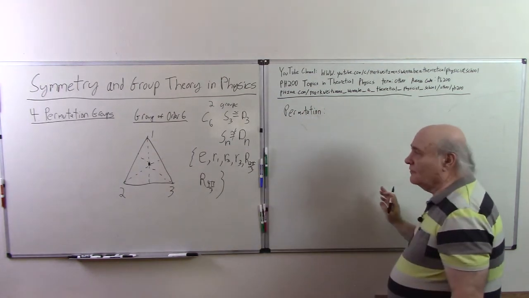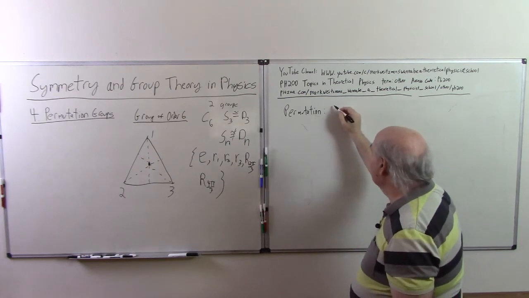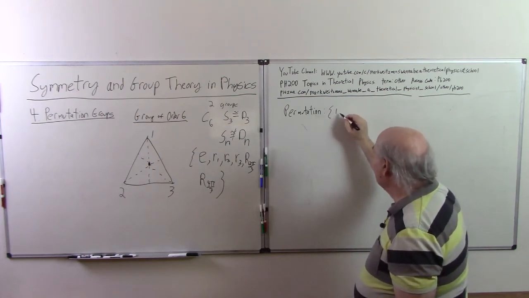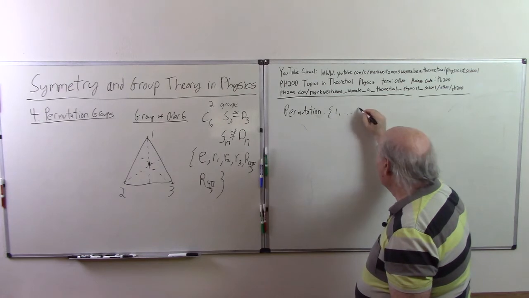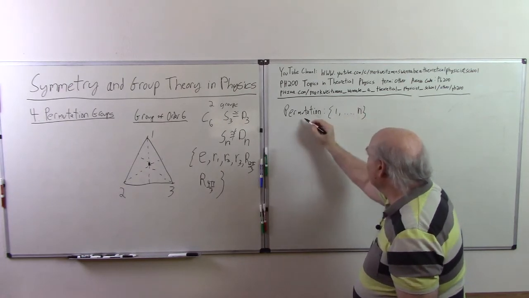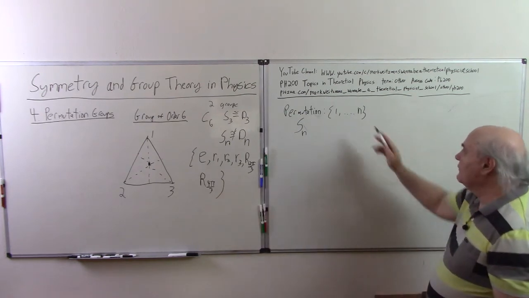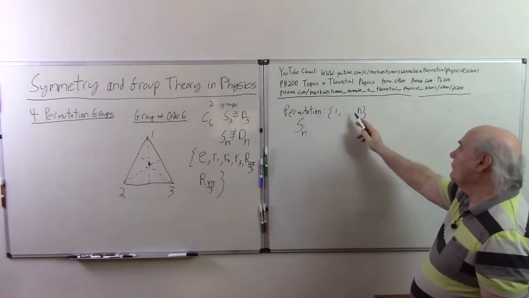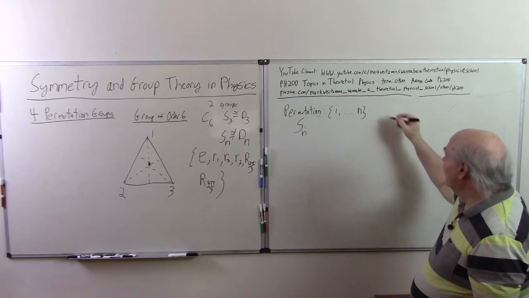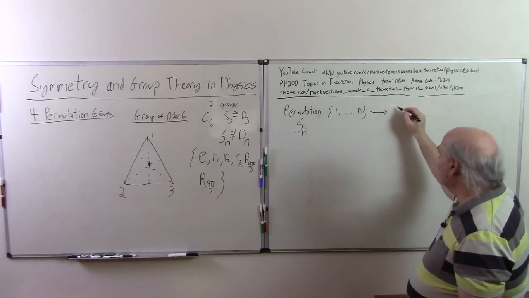Forget about the technical mathematics. It's just a reordering of the integers from 1 up to n. So if we're working with Sn, permutations on n objects, we can imagine labeling them 1, 2, 3, all the way up to n, and then we change them to some other order.